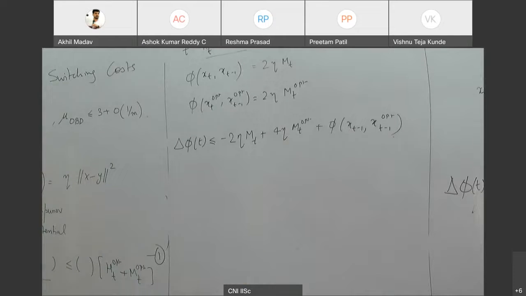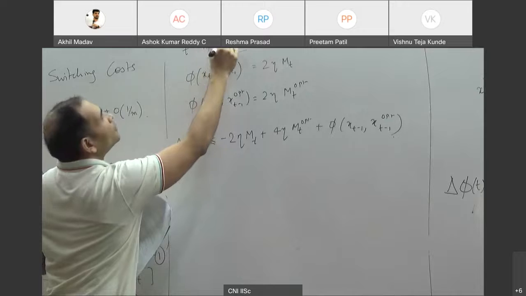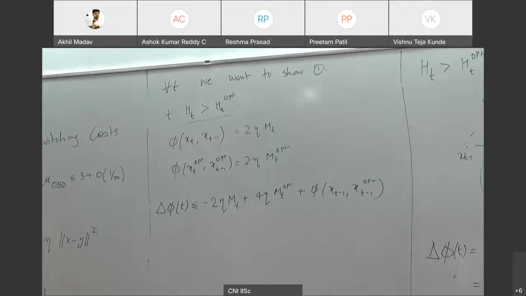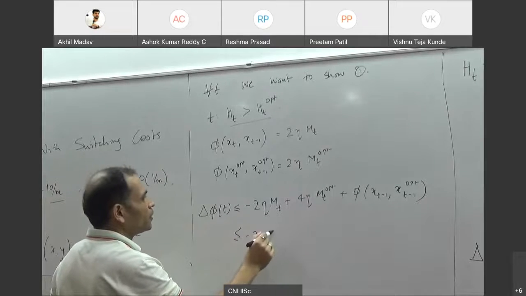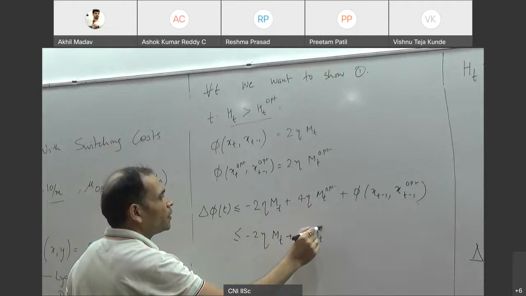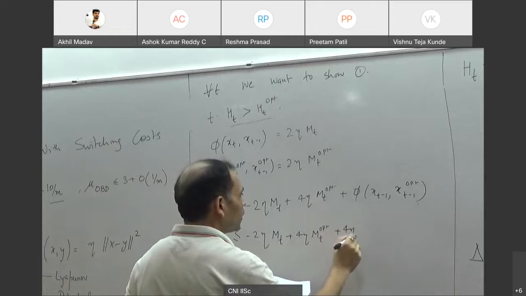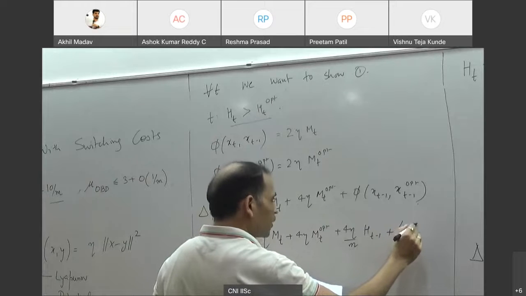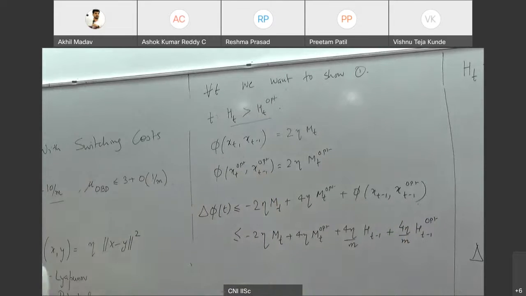So can you bound that last term somehow using HTs and MTs or whatever? If you did that, where was my lemma number 3? For each time t, I bounded the potential function at a particular time. I can use that, because that did not require any condition on whether HT was or was not. If I apply lemma 3, which did not need any condition on HT and HT OPT, what do I get? I get minus 2, four eta over m, xt minus 1, xt minus 1. So far so good.